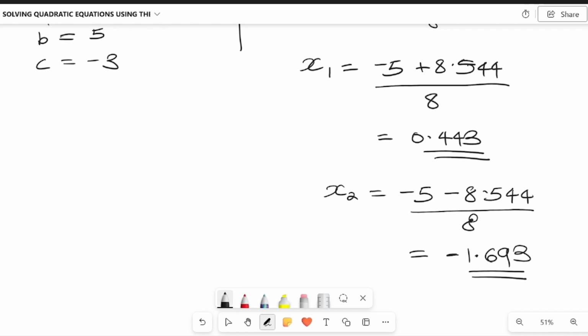In our next video, we'll be looking at another method of solving quadratic equations, which is using the completing the square method. This is also a very fun and robust method, especially for those who love a little bit of algebra and arithmetic. You'll really enjoy using this method.